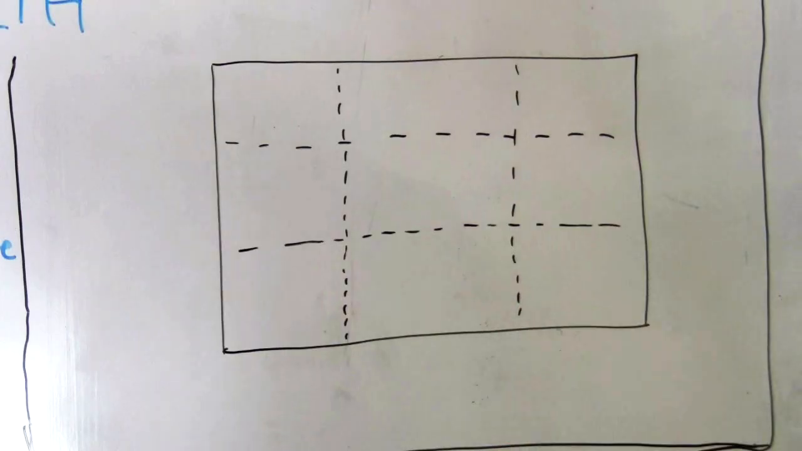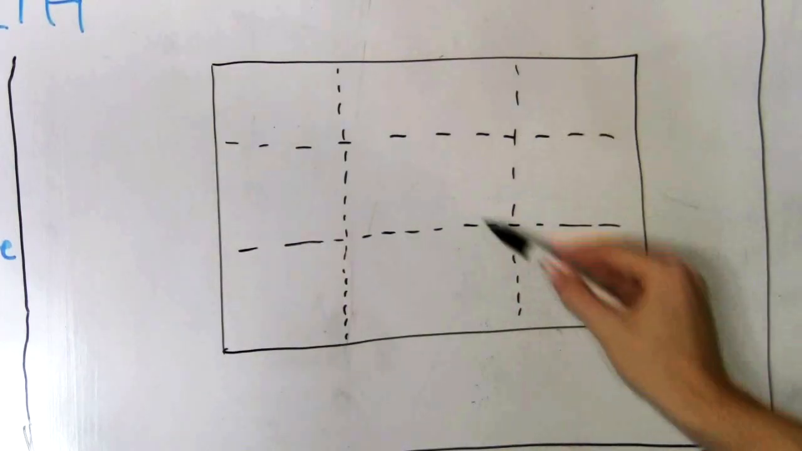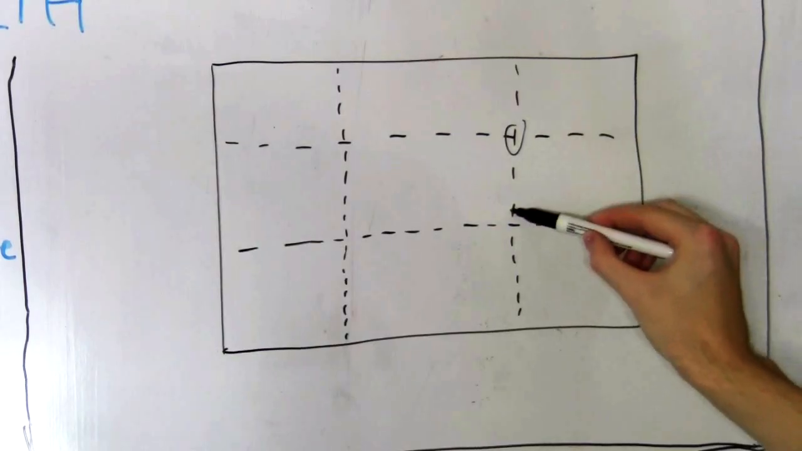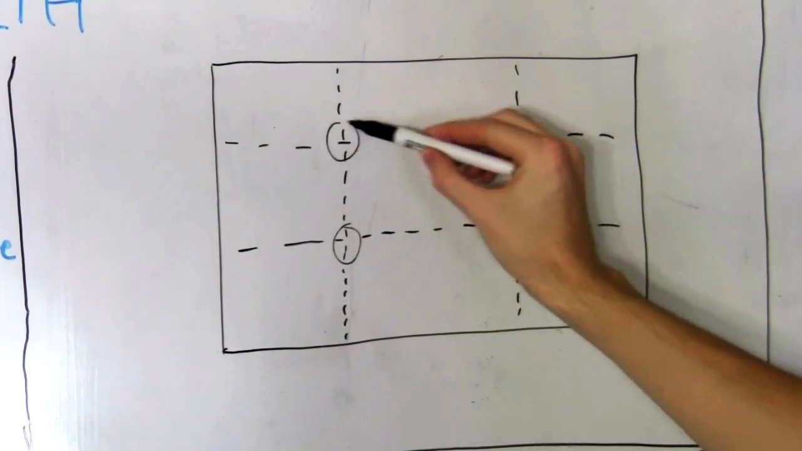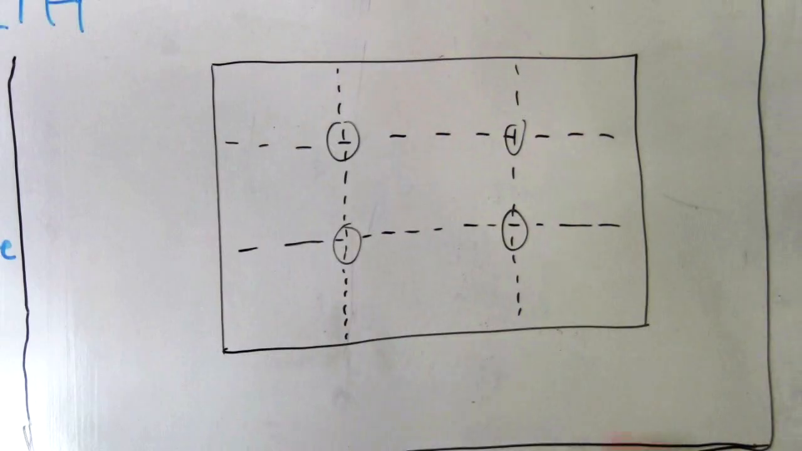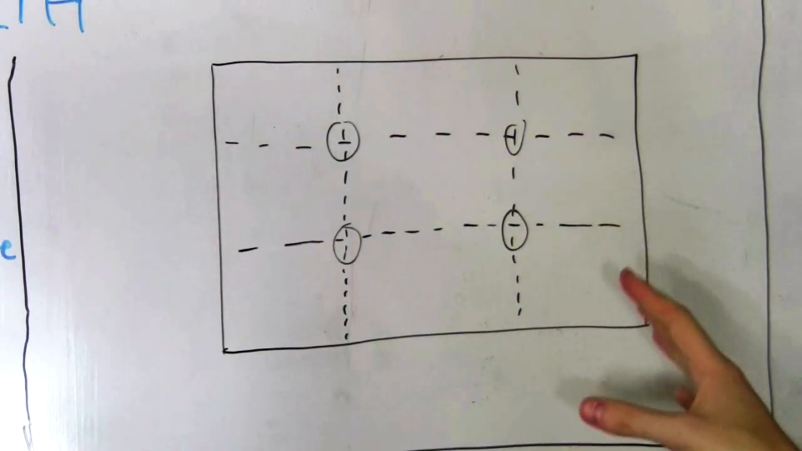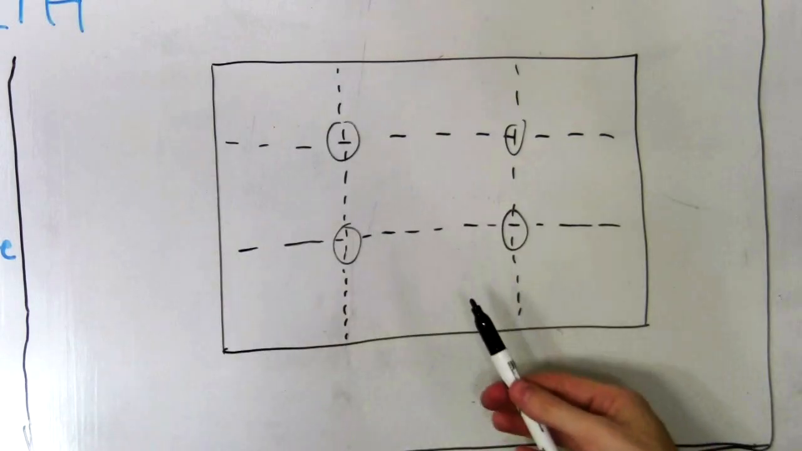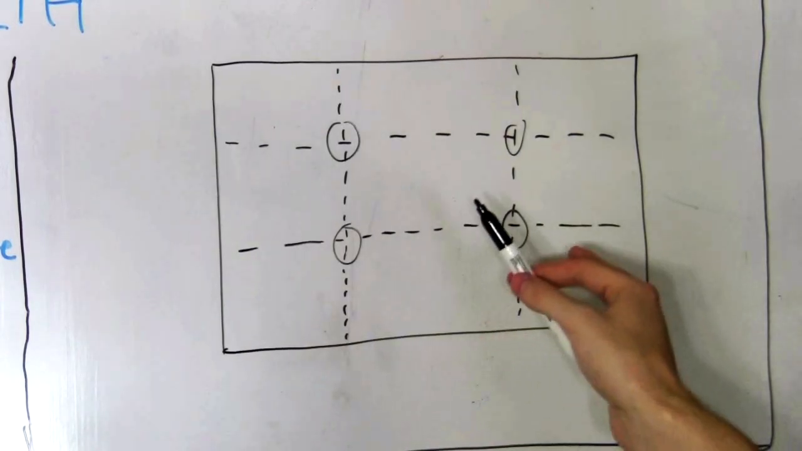Now what does this do? Well, it gives you now where the lines intersect. They intersect here, here, here, and here. Those are called points of interest. Generally, that's where you want your composition to have interest.